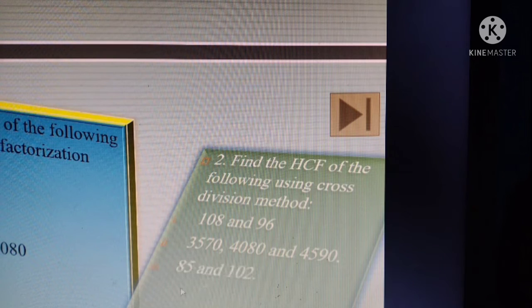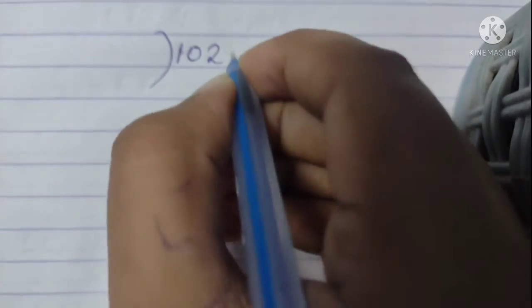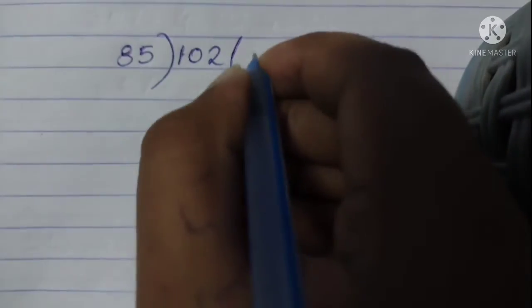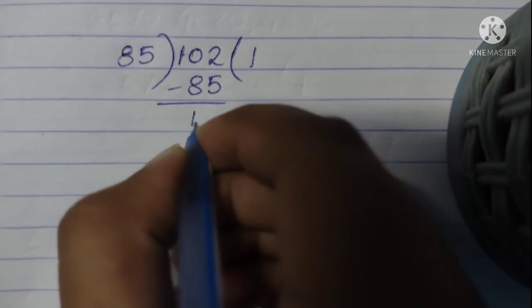Our third number is 85 and 102. So 102 is greater than 85, so it will form the dividend part. 85 is our divisor. 85 into 1 is 85. What is the difference? Obviously 17.